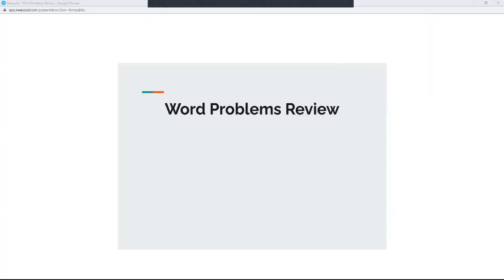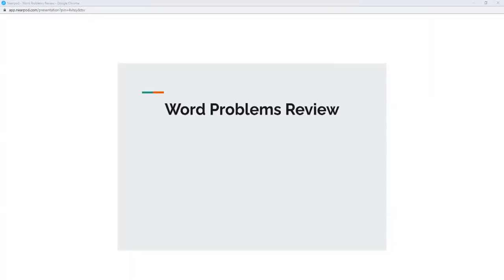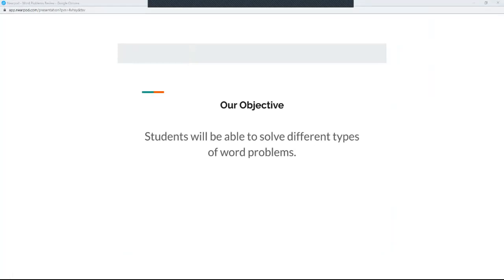Okay, so today is going to be our last day on word problems. So we're going to do a little review of the types of problems that we've done. And then on Thursday, we're going to move on to talk about functions. Our objective today, students will be able to solve different types of word problems.